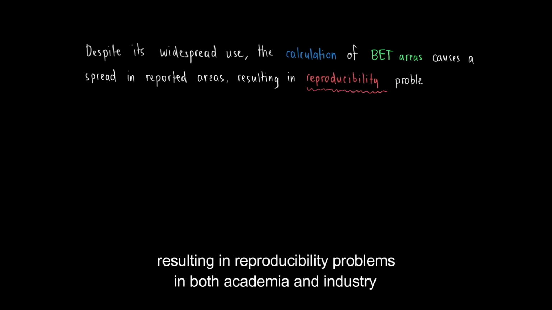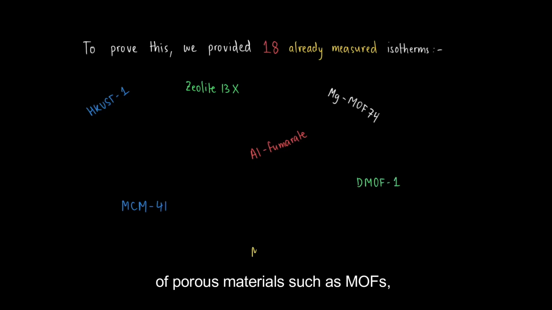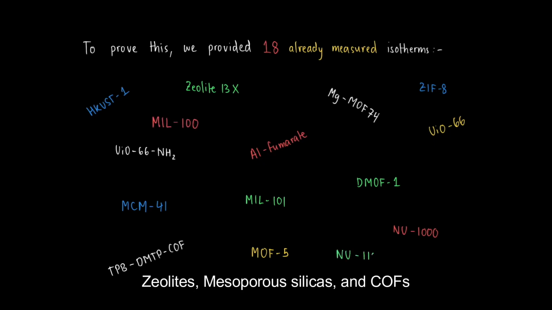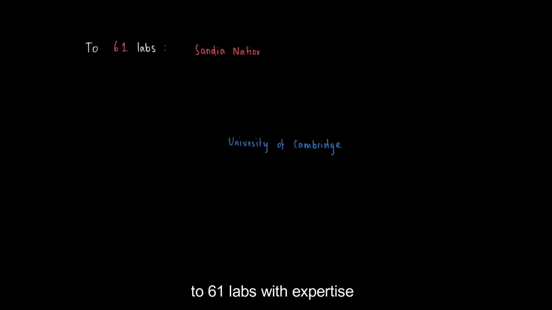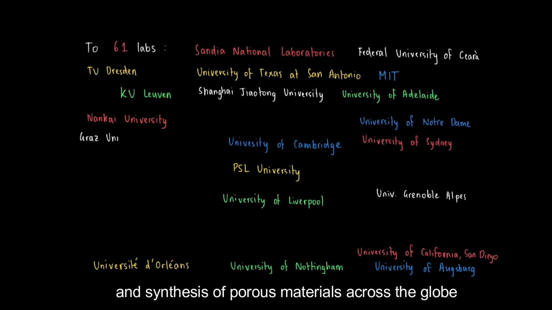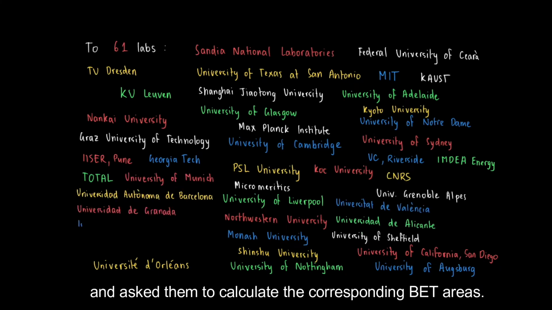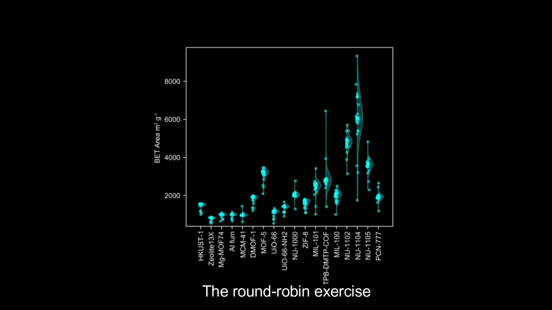both academia and industry. To prove this, we provided 18 already measured isotherms of porous materials such as MOFs, zeolites, mesoporous silicas, and COFs to 61 labs with expertise in adsorption science and synthesis of porous materials across the globe, and asked them to calculate the corresponding BET areas. The round-robin exercise resulted in a wide range of values.